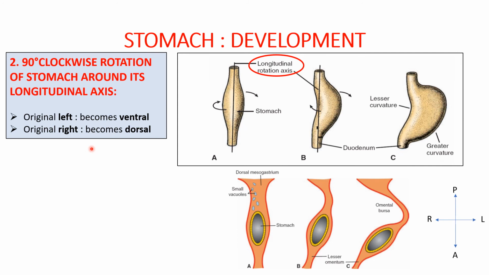So there is a 90-degree clockwise rotation along the longitudinal axis of the stomach, because of which the surfaces have changed. The original left has become the ventral surface of the stomach, and the original right surface has now become the dorsal surface of the stomach.